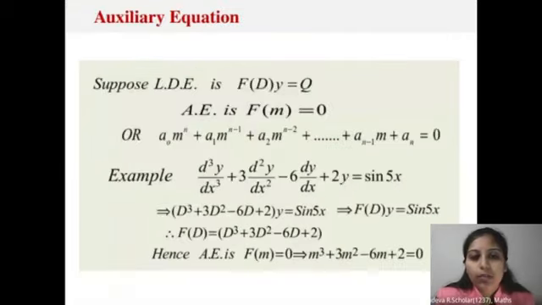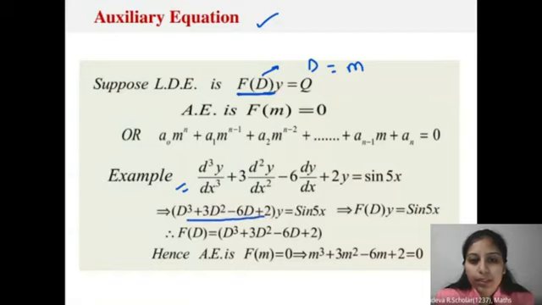Based on this form, we are going to write the auxiliary equation. What is the auxiliary equation? It is just taking the corresponding homogeneous part equal to 0 and replacing D by m. Just put D is equal to m. So when we put D is equal to m here, we get m cube plus 3m square minus 6m plus 2 is equal to 0. So this is our auxiliary equation.